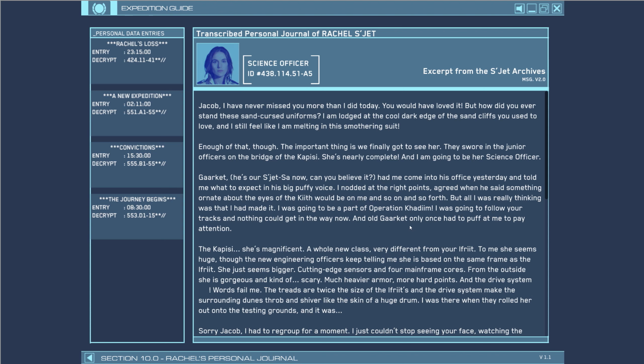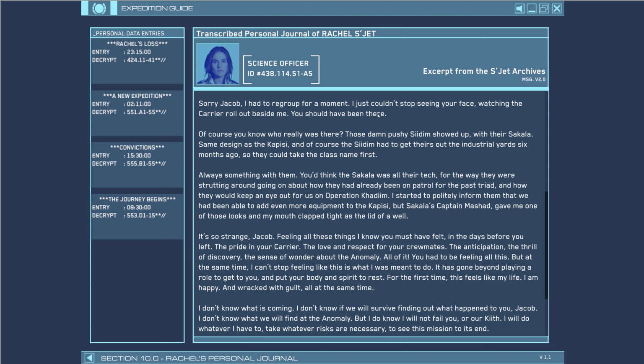Cutting-edge sensors and 4 mainframe cores. From the outside, she's gorgeous and kind of scary. Much heavier armor, more hardpoints, and the drive system. Words fail me. The treads are twice the size of the Ifrit's, and the drive systems make the surrounding dunes throb and shiver like the skin of a huge drum. I was there when they rolled her out onto the testing grounds, and it was... Sorry, Jacob, I had to regroup for a moment. I just couldn't stop seeing your face, watching the carrier roll out beside me.